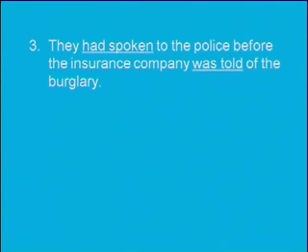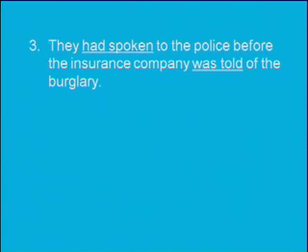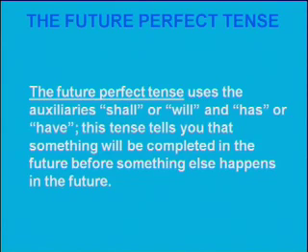They had spoken to the police before the insurance company was told of the burglary. Right, two events in the past. You speak to the police because you're going to tell them about the burglary. You also speak to the insurance company. Right, so there are two things. Which one happened first? They spoke to the police first and then later told the insurance company about the burglary. Right, so the past perfect for the thing that happened first, and then the past tense for the thing that happened second. Now let's look at the future perfect tense.